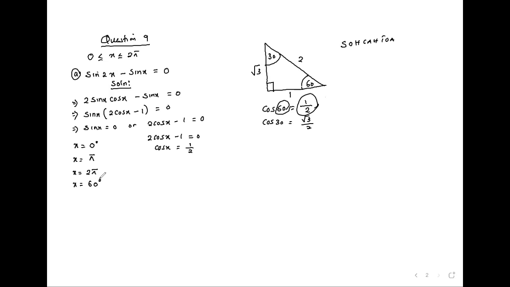Now, where else is cos positive? In the fourth quadrant. So in the fourth quadrant, it will be 360 minus 60, which is 300. You can convert these to radians, so you multiply by pi over 180. So here we see that this is just pi over 3.